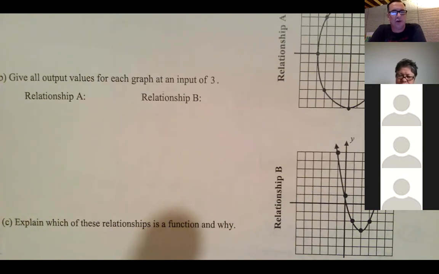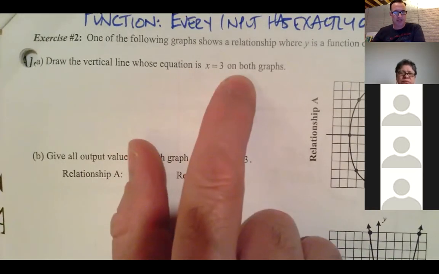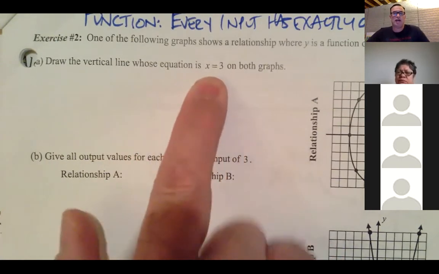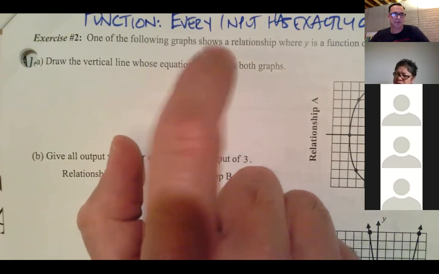So here's what we're going to do. What we're remembering is that every input, every x, has exactly one y. So no x values repeat. And so because of that, what they're telling you to do to start with this is they're giving you the x value we're going to test, okay? They're going to say, we're going to check for x equals 3.